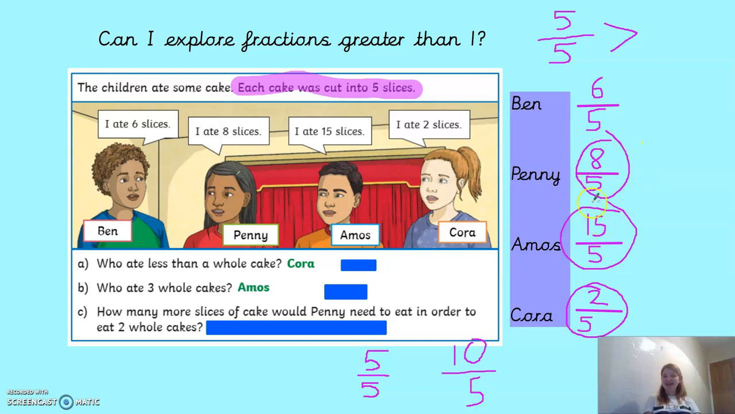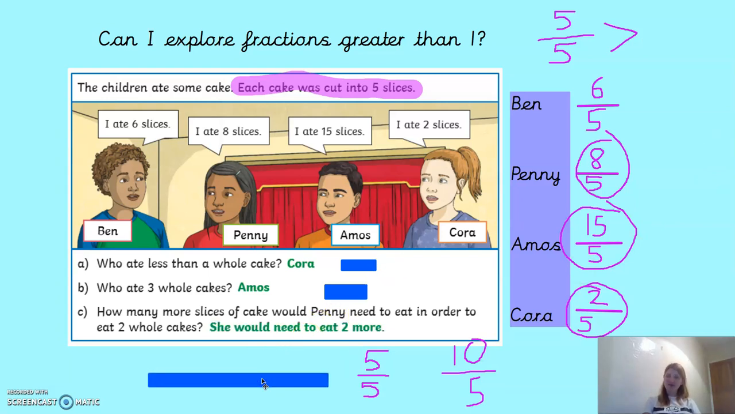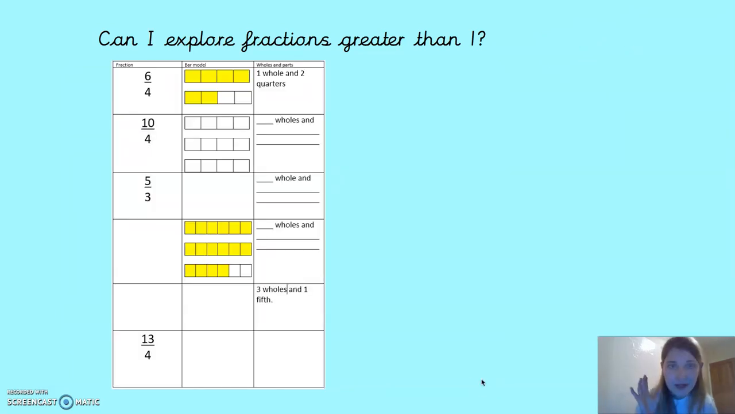She's eaten 8. So what we're saying is how many more than 8 does she need to eat to get to 10? And the answer would be 2. You could do 10 take away 8. So she'd need to eat 2 more slices to eat 10 slices, which would be 2 cakes.